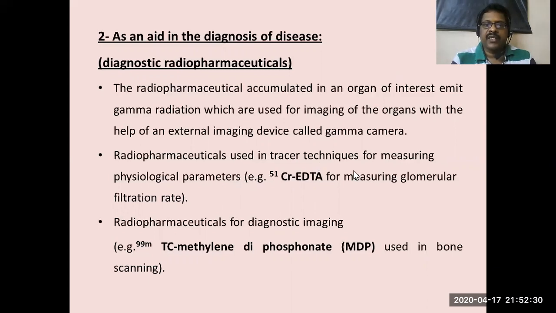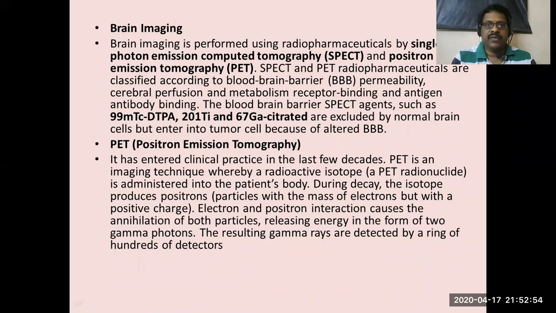Radiopharmaceuticals are used in tracer techniques for measuring physiological parameters. For example, glomerular filtration rate we can measure by using chromium 51 labeled EDTA. Like that, radioactive pharmaceuticals are used for diagnostic imaging. For example, technetium labeled methylene diphosphonate, MDP, is used in bone scanning.